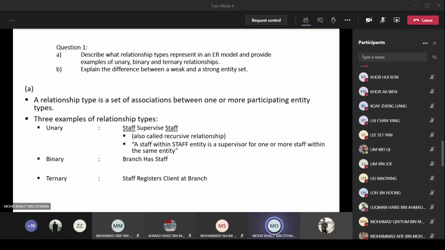We have a weak entity and also a strong entity. In lecture 4, I already gave you a detailed explanation of what a weak entity is and what a strong entity is. For question 1, describe what relationship types are present in an ER model. So actually, what is a relationship in an ER model? What is the meaning of a relationship in an ER model?